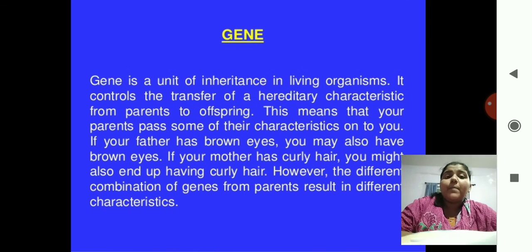This means that your parents pass some of their characteristics on to you. If your father has brown eyes, you may also have brown eyes. If your mother has curly hair, you might also end up having curly hair. However, different combinations of genes from parents result in different characteristics. If your father has brown eyes and your mother has black eyes, you may get brown eyes or you may get black eyes. It depends on which gene is transferred to you from your mother or your father.